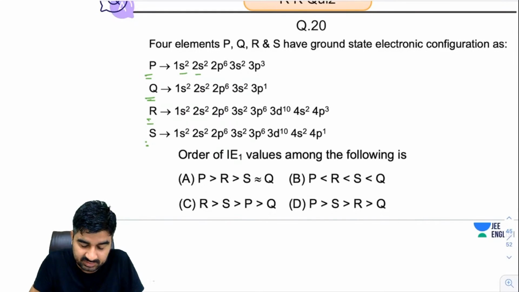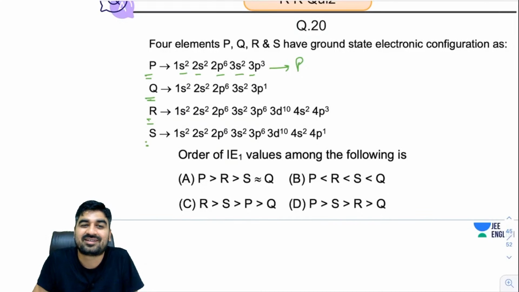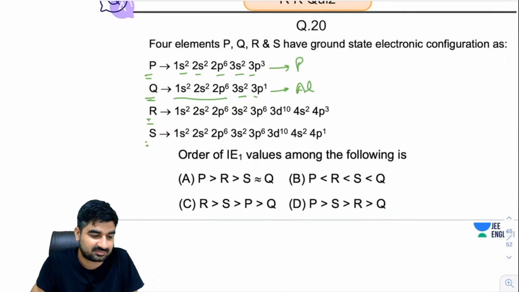2 plus 2 is 4, and 6, 10, 12, 15. So it is phosphorus. P is also there, but that P is not phosphorus. I am writing here P. So here I will get 10, 12, 13. So it will be aluminium, and here I will get 10, 18, 28, 30, 33. So what would it be?